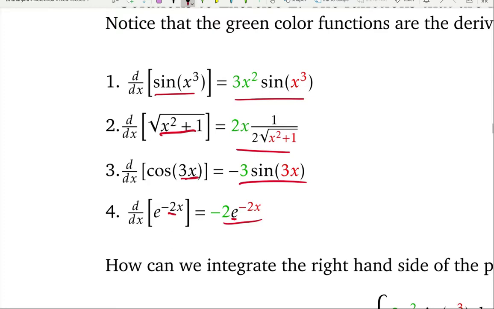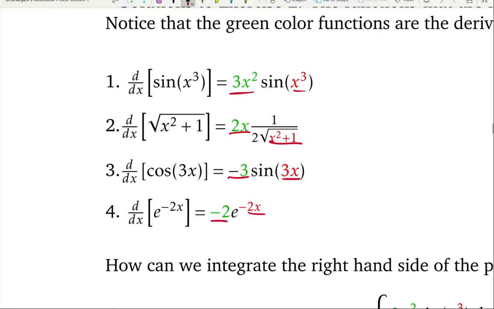Now look at the green parts. What is the relationship that these green parts have with the red parts? Think about it. They are the derivatives of the inside function, right? The derivative of x cube is 3x square. The derivative of x square plus 1 is 2x. The derivative of 3x is 3. The derivative of negative 2x is negative 2.